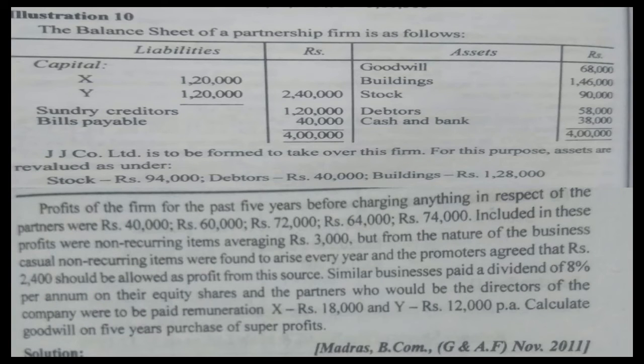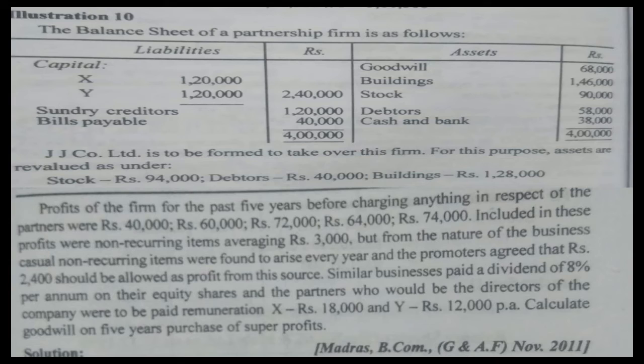Now it is a balance sheet. So far we have not done it with the balance sheet. Now we're going to do it with the balance sheet. The balance sheet of the partnership firm is as follows: X Limited, creditors 1,20,000, bills payable 40,000. JJ Limited is formed to take over the firm, and for the purpose, the asset building is revalued.